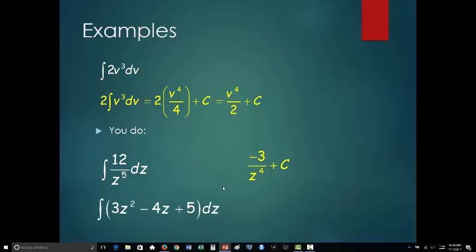Same thing over here. Try walking through this problem. All right, I'll pause the video and give it a shot. All right, if you do this correctly, you just integrate term by term, and you should get this.